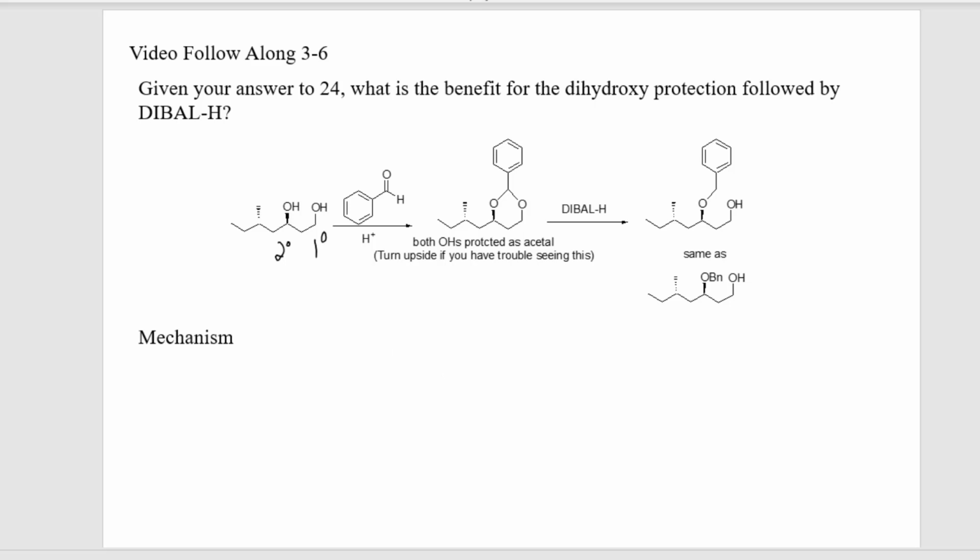Alternatively, you could protect both of them in one step at the same time, forming the acetal. And then, in a really slick way, add DIBAL. Here's what happens. DIBAL is diisobutylaluminum hydride. It has one hydrogen on it, and the aluminum, if you remember, is in group 3. It's very fickle. It doesn't have an octet. It thinks it wants an octet. It's going to be attacked by one of these very giving oxygens.